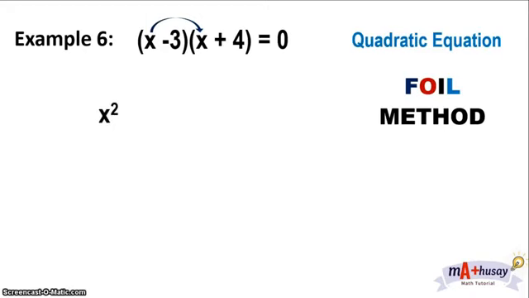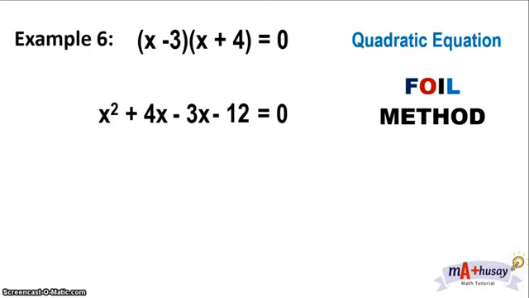X times X is x squared. That's the first. X times 4 is actually 4x. That's outer. Negative 3 times x is negative 3x. That's inner. And negative 3 times positive 4 is negative 12, which is the last, equals 0.